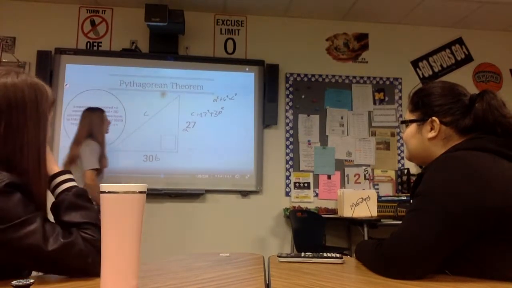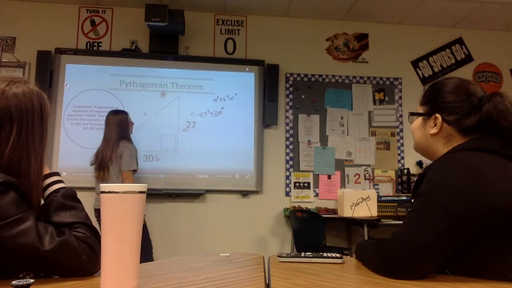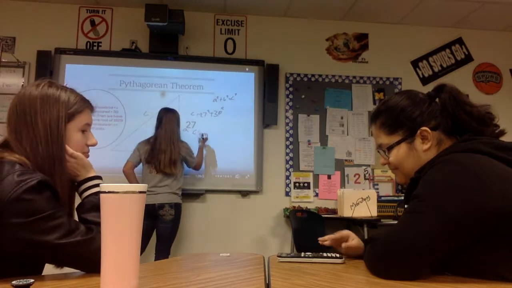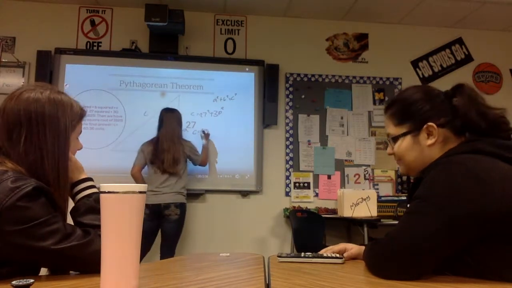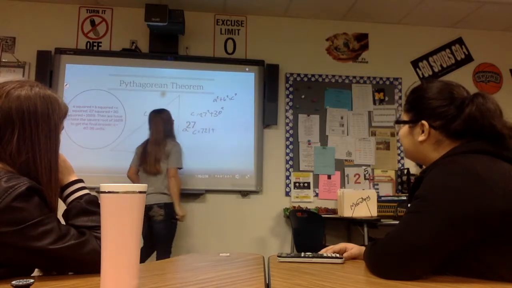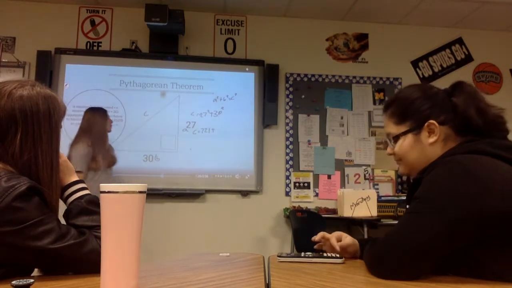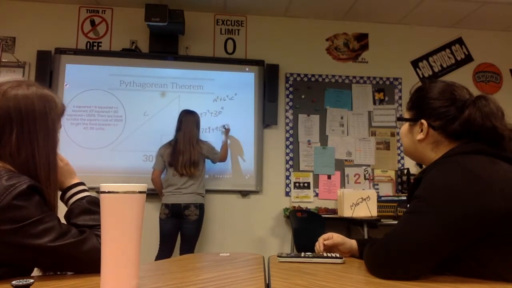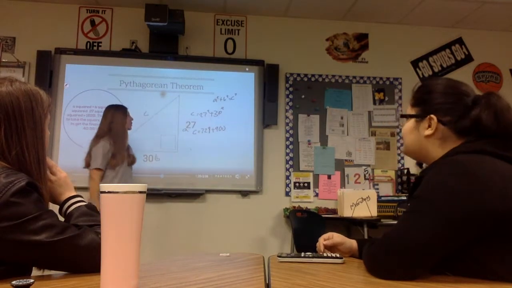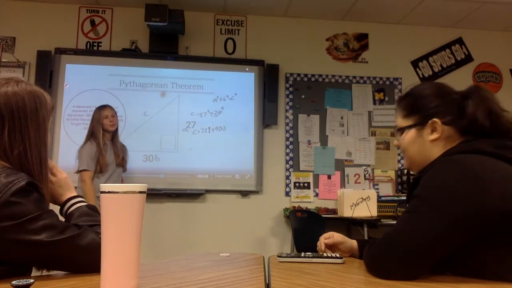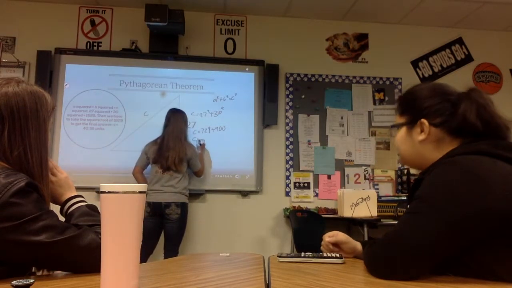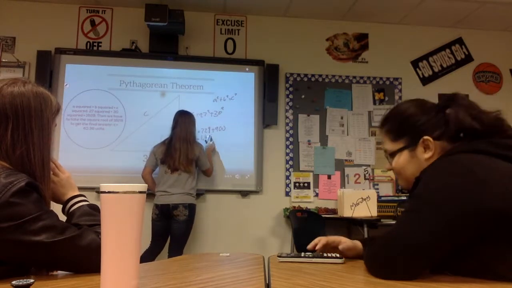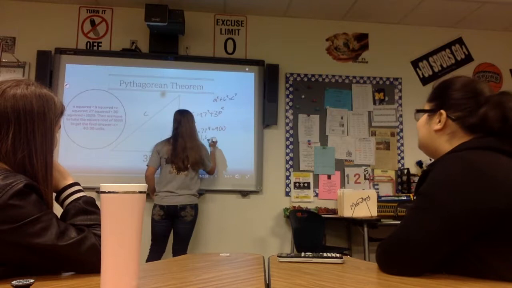Okay, so what is 27 squared? 729. What is 30 squared? 900. Okay, now what is 729 plus 900? 1,629.